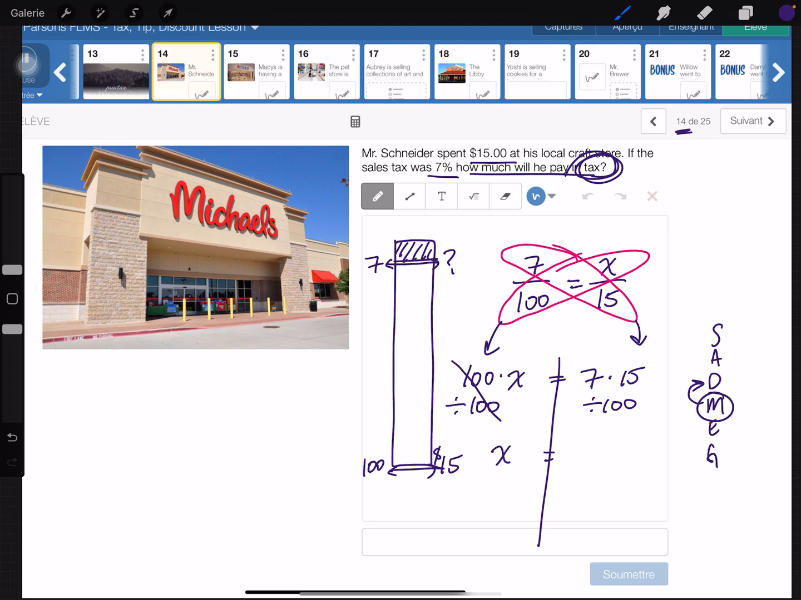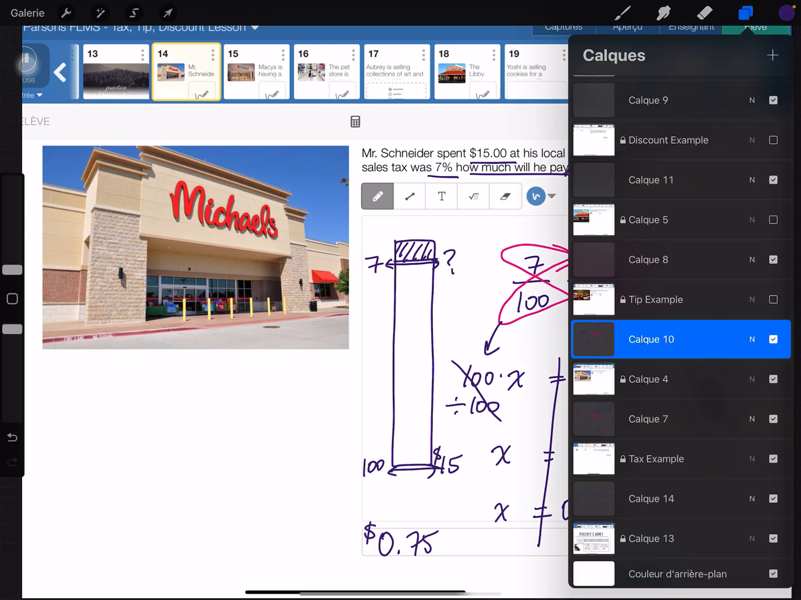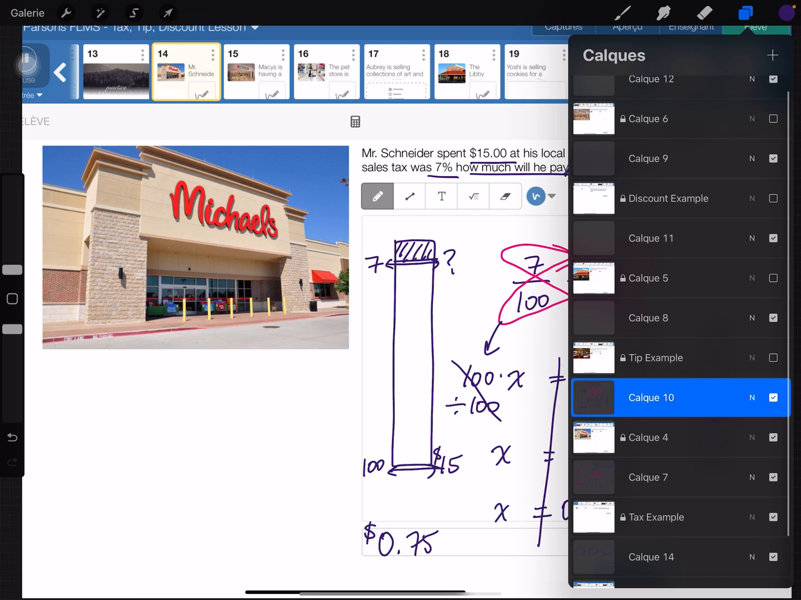7 times 15 should be 75. 75 divided by 100, I haven't done that one yet, equals 0.75. So he should pay 75 cents. Right, if you got that, nice job, congratulations. Let's give this next one a try.